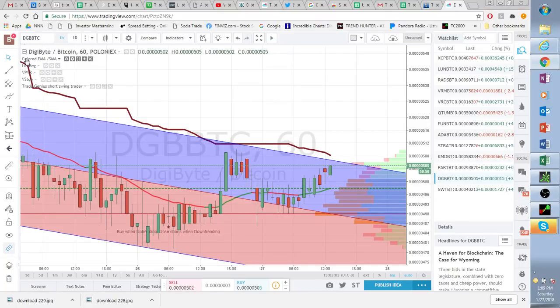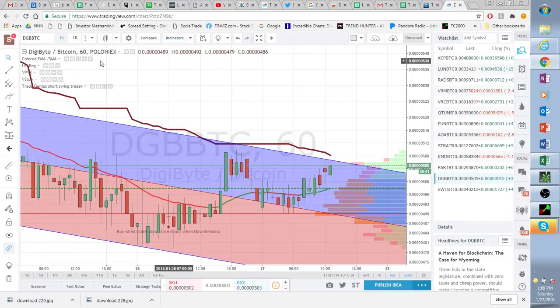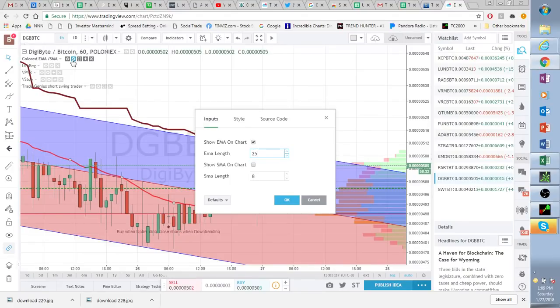So my setup is all in the indicator area here. You click on indicator, and then you can just type in what it is that you want to load. I have colored EMA, SMA, and the settings I use are 25 and 8, to give me a look at the trend direction.